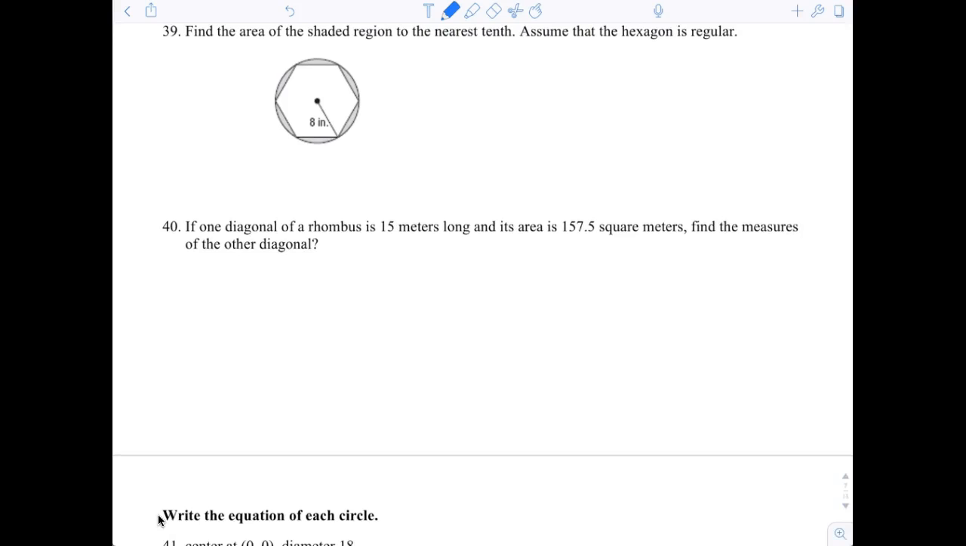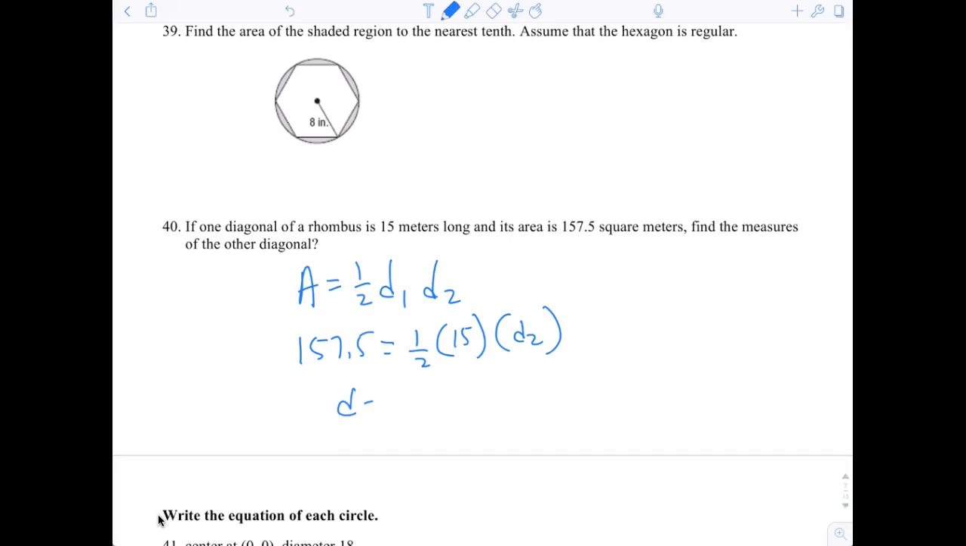If one diagonal of a rhombus is 15 and its area is 157.5, so what's the formula for the area of a rhombus? 1/2 D1 times D2. Exactly. So 157.5 is equal to 1/2 times 15 times the other diagonal, or x. It's easy if you know the formulas. If you don't know the formulas, it's impossible. All right. So what do we got here? Diagonal is 21.